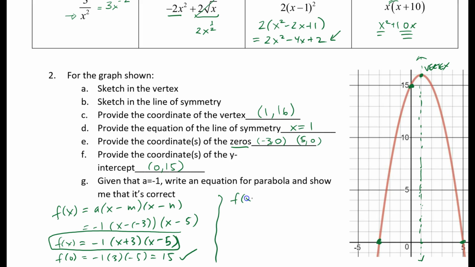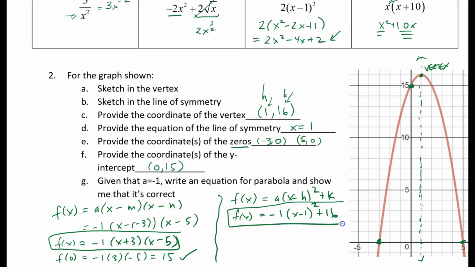You could have also approached this with the vertex form. Vertex form, if you recall, is a times x minus h squared plus k. I've told you that a is negative 1. The x-coordinate of the vertex is h. That's h right there. This is k right there. So we can get x minus 1 plus 16 all squared. And you could validate this in the same manner. I'm not going to go ahead and do that for this video. But either of these answers would be acceptable.